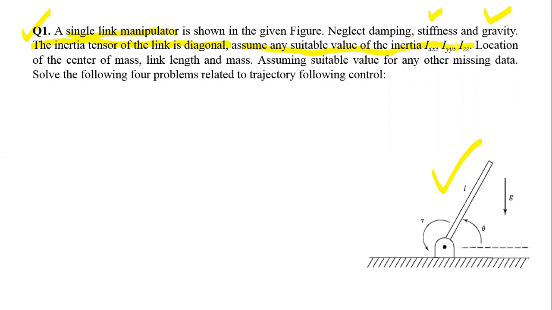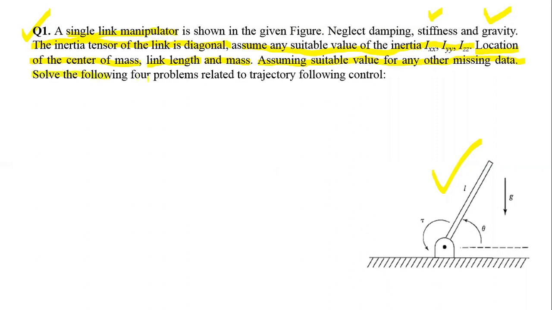Because the inertia tensor is diagonal, the moments of inertia Ixx, Iyy and Izz can be selected suitably. The location of the center of mass is another parameter whose value needs to be used in the simulation. Then the link length, which is denoted by L, and the mass of the link. So these are some parameters of the link. The remaining parameters can be named by any alphabets, and their values can be assumed suitably.